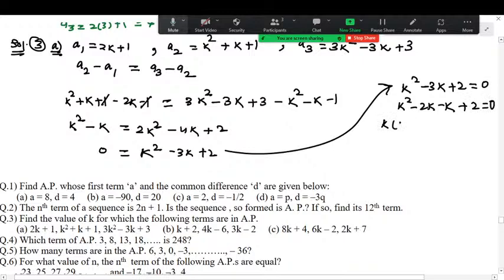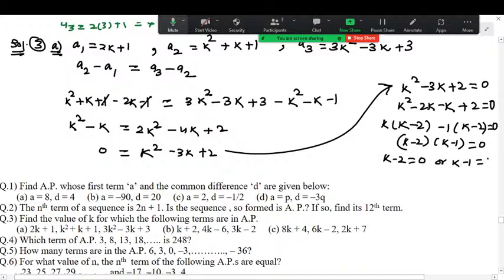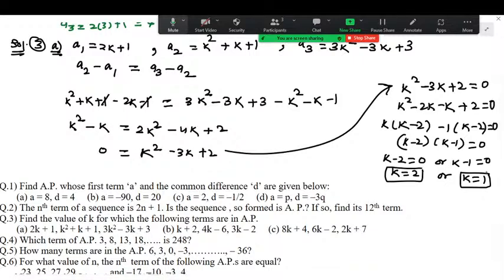And further, if you consider k as common, and here minus 1 as common, you will again have k minus 2 as common, and finally you can either put k minus 2 equal to 0, or you can put k minus 1 equal to 0. If you put k minus 2 equal to 0, k will be 2, and if you put k minus 1 equal to 0, k will be 1. In this way you obtain the value of k being 2 and 1. This is our final answer to this question.